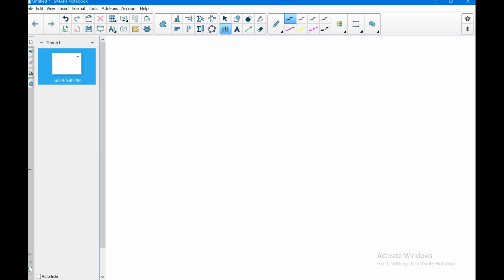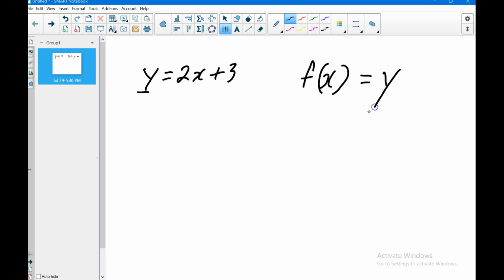One thing they don't tell you about this stuff, or they don't make it very clear, is that we're used to seeing y equals... what's the equation we have there? Y equals 2x plus 3, right? But they forget to mention that y is the same thing as f of x. They're exactly the same thing.